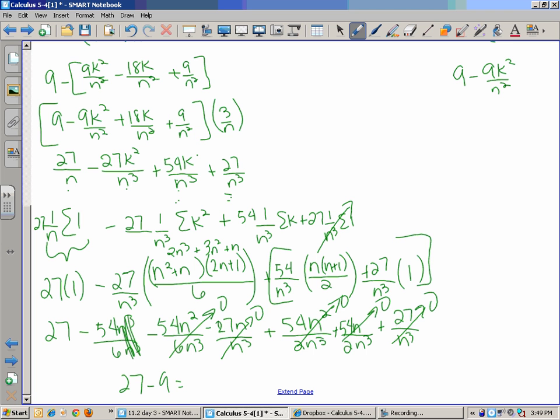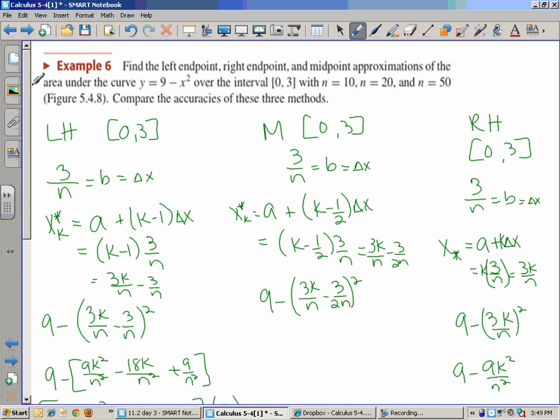which I believe we just did earlier, and we got 18. But now, as I'm standing here looking at these notes, I realize I did not follow the directions. I let n go to infinity. And guess what? I'm supposed to do n equals 20, 50. And I don't want to do those.